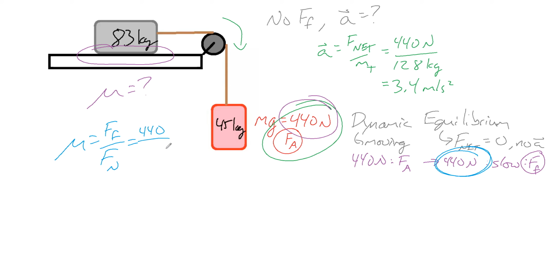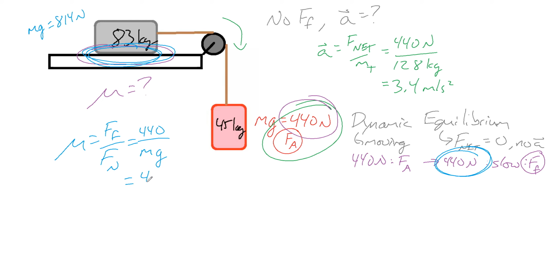But my Fn, where's my Fn? My Fn is between the box and the table. There's normal force between them because gravity is pulling down on that box. So that would just be the weight of the gray box, not the pink one. The pink one has nothing to do with the friction. It's all about the gray one. So I use the 83 kilograms and the 9.81 to get the weight: mg for that box gives a weight of around 814 newtons.